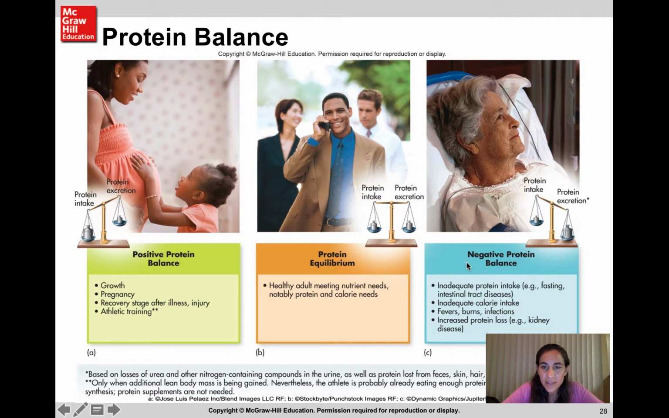We can see that this is in situations of inadequate protein intake, such as with fasting conditions, inadequate calorie intake, also with certain medical conditions, with fevers, burns, or serious infections, or in conditions of increased protein loss, such as with kidney disease.